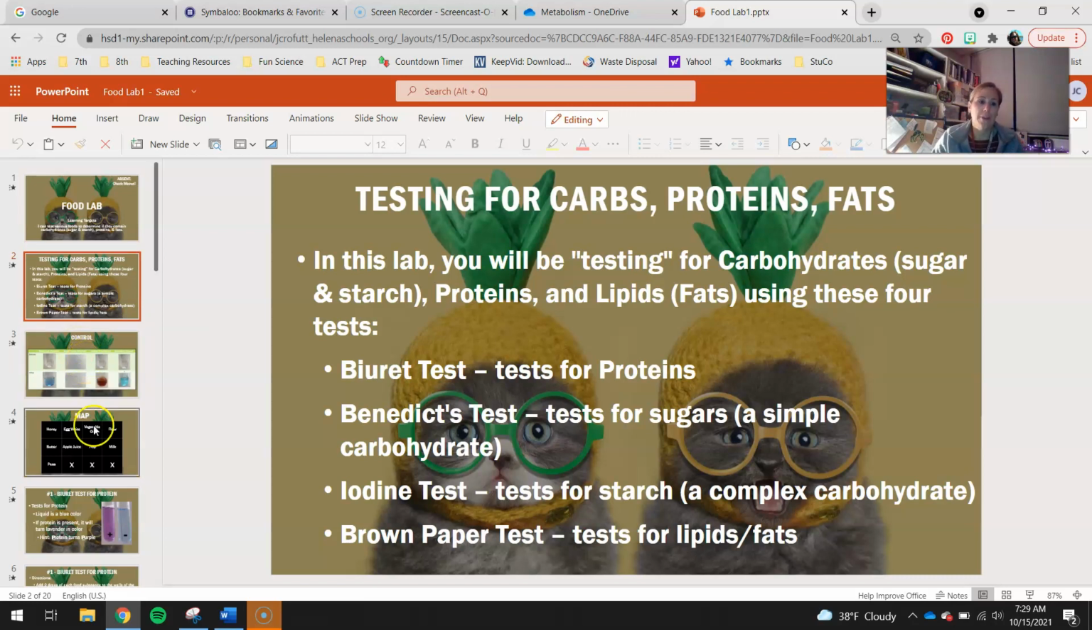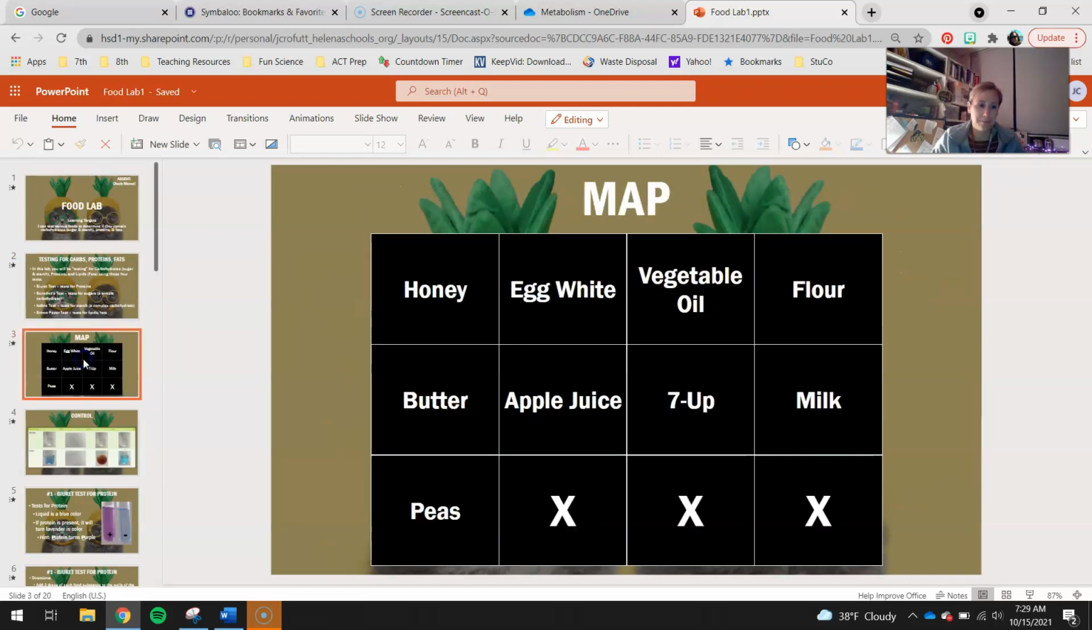Okay? The foods that we're going to test are right here on this little map. You guys will have to refer back to this map several times to remember where you put stuff, and it helps as a key, because it's sometimes hard to tell what food substance you're looking at. So we'll be testing honey, egg white, vegetable oil, flour, butter, apple juice, 7-Up, milk, and peas. Okay, on top of that, we'll also be looking at water.